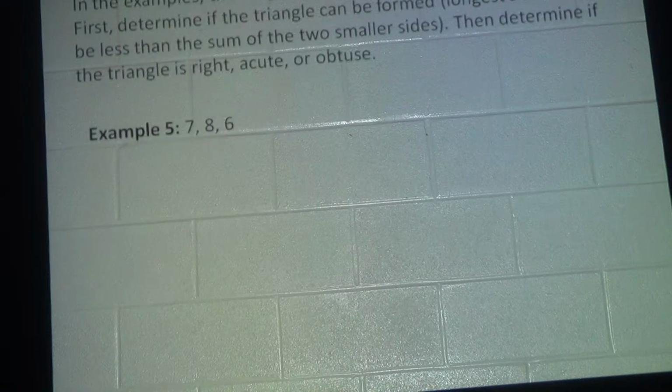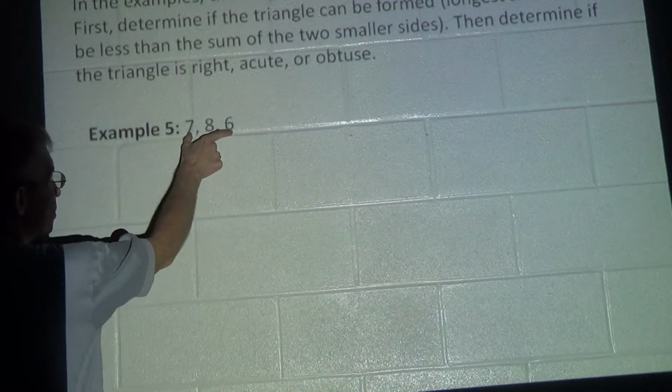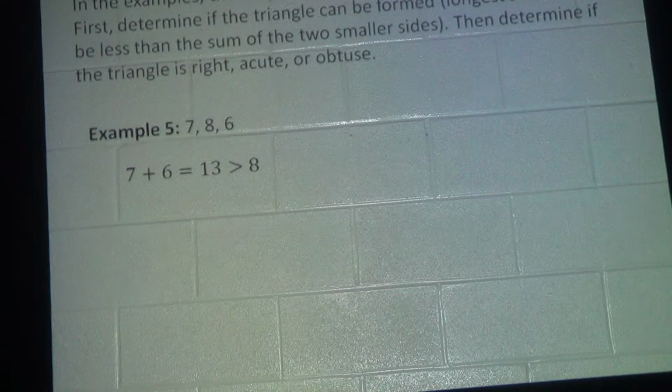Okay? So here's the kind of things they'll do here. In these examples, the lengths of the three sides of the triangle are given. The first thing you always want to do is check and see if it's a triangle. If it's not, there's no point in continuing forward. But if it is, then you go ahead and continue. So once again, our test to see if something can be a triangle is we take the two smallest numbers, add those together, and see if they're greater than the third number. In this case, 7 plus 6 is equal to 13, and that is greater than 8, so that's a possible triangle.